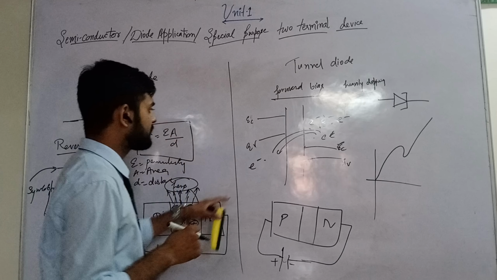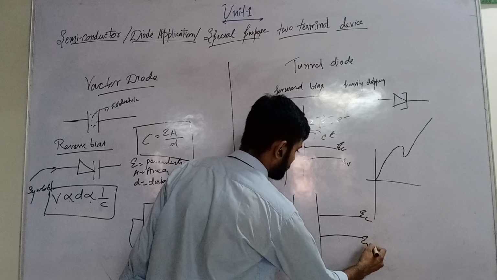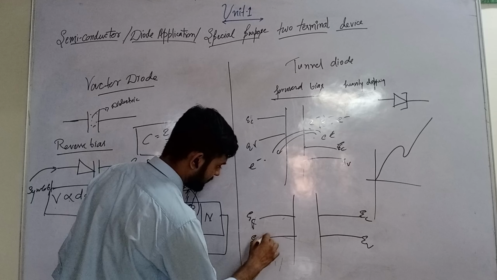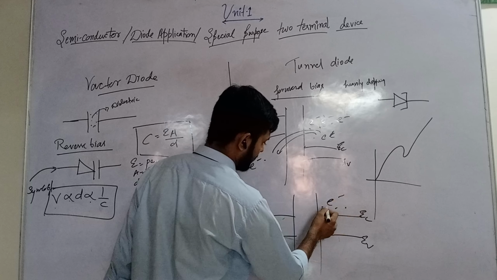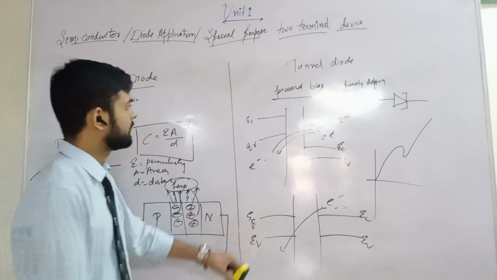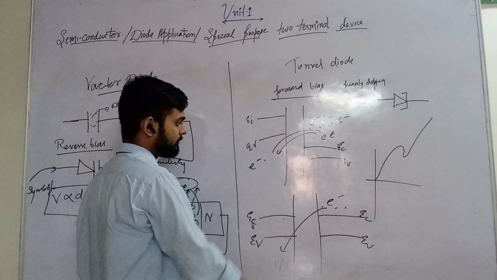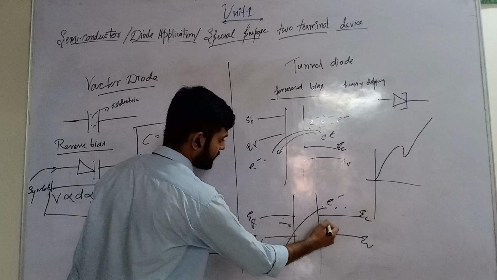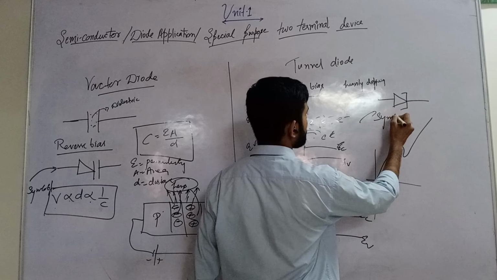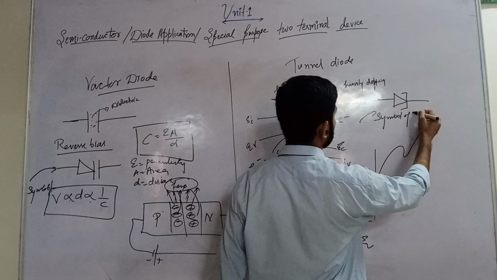This is basically the working. If they are shifted up on that condition, they react like this. Conduction, valence, conduction, valence. On that condition, the electron cannot flow from this. This is the non-working of the diode. If they pass upward, it is working in forward bias. If both are in the same position, they cannot flow from one to the other. This is the symbol of the tunnel diode.